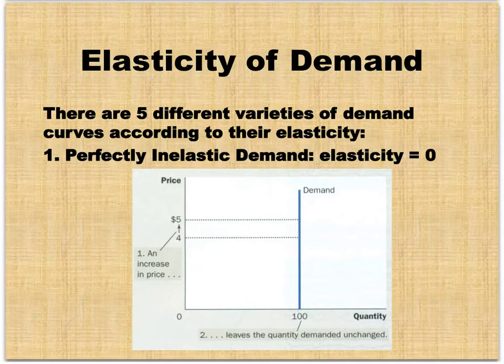Now, there are 5 categories, different varieties of demand, and they correspond to that PED number. First is perfectly inelastic demand. That would be a demand curve that would be straight up and down. And the elasticity is 0. Any given change in price yields 0 change in quantity demanded. 0 over anything is going to be 0. What might this be? I don't know. Insulin, perhaps, for that diabetic. Heroin, perhaps, to an addict. He doesn't care what the price is. That's perfectly inelastic. A PED of 0.